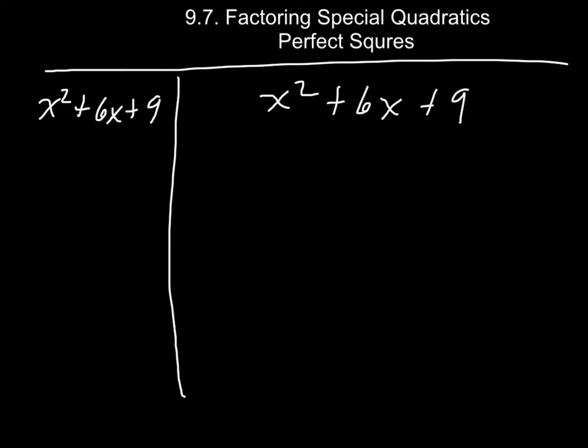Okay, good evening, everybody. So today we're going to be talking about factoring special types of quadratics, and we have two that we're going to be working on. The first one is going to be a perfect squares quadratic, and you'll see that in just a second. And then the other one is called difference of squares.